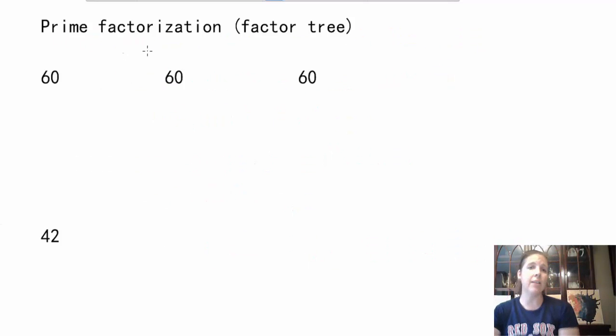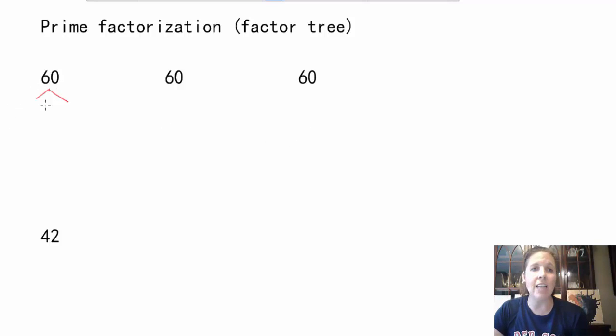Okay, so prime factorization, which is also called the factor tree. So you might have heard it called the factor tree. When we do prime factorization, basically we're just breaking down the number. And you'll notice that I have 3 60s here. That's because you can do 60 a lot of different ways, but you should end up with the same answer.